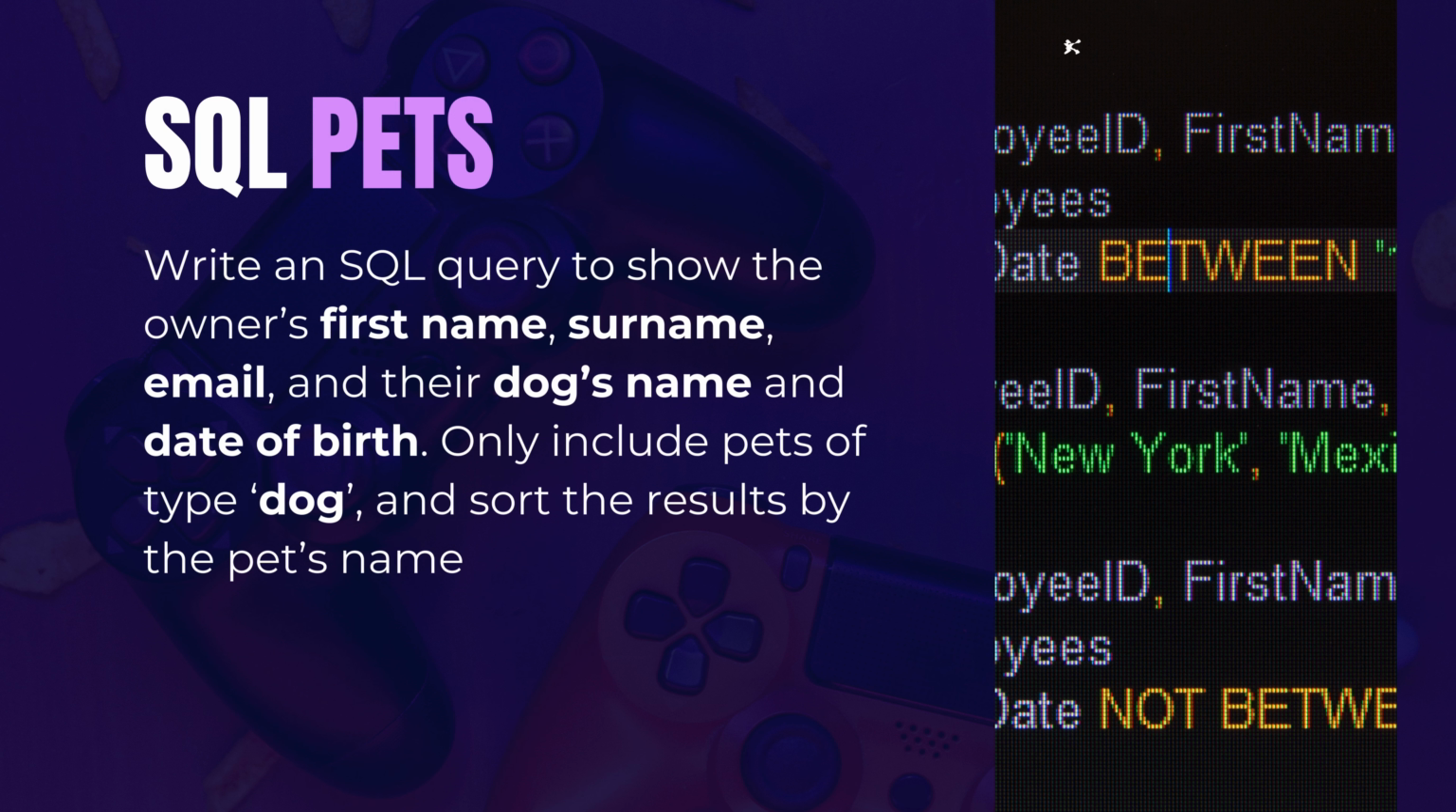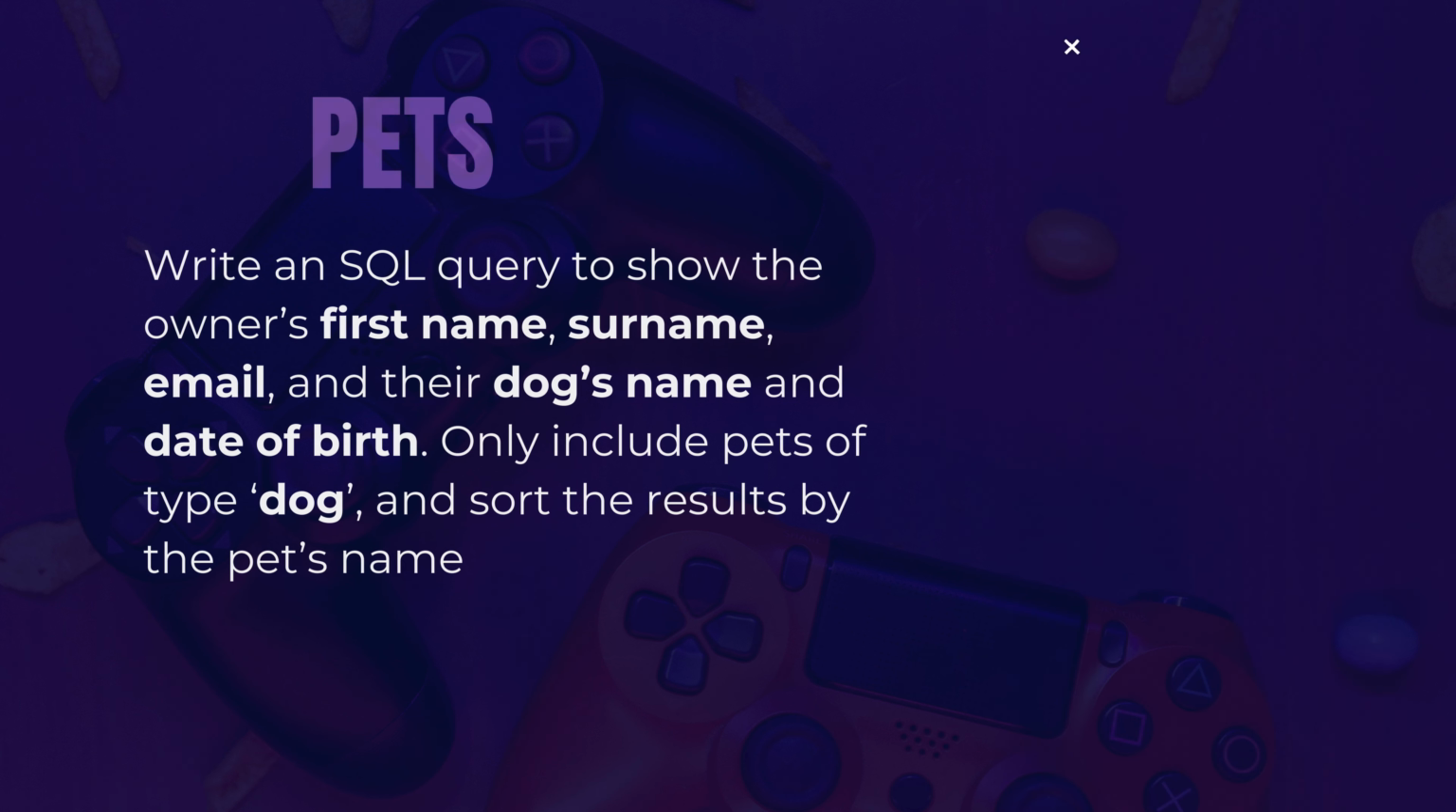So the first thing that we need to do here is figure out what we need to search for. We need to write an SQL query that will show the owner's first name, surname, email, and their dog's name, as well as their date of birth, and only include the pet type, which is a dog. And then we need to sort the result by the pet's name. Once we have that information, we can move on to the database creation.